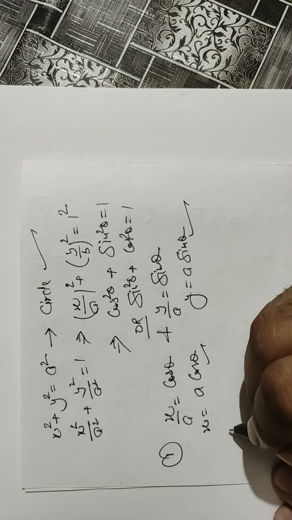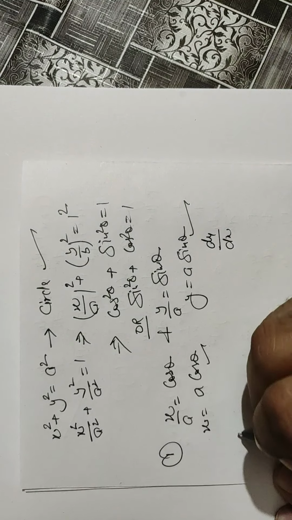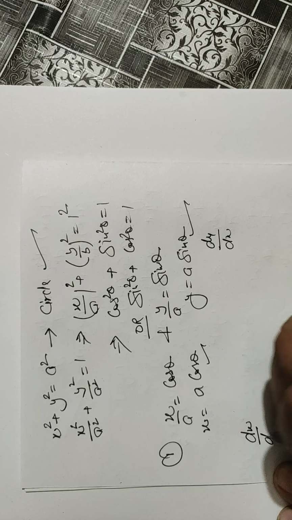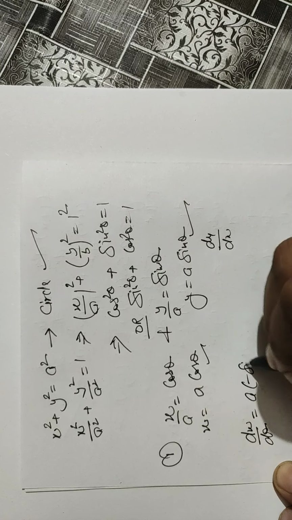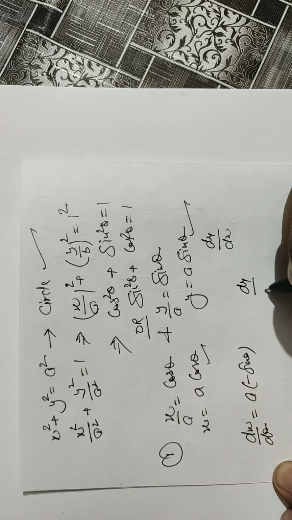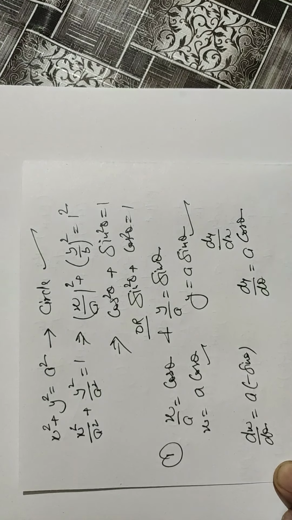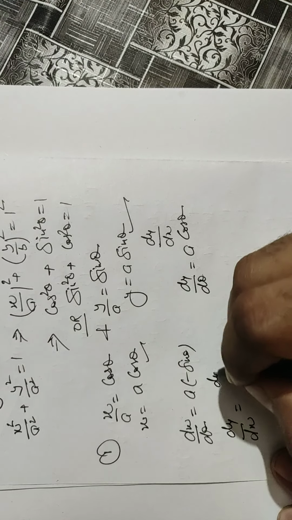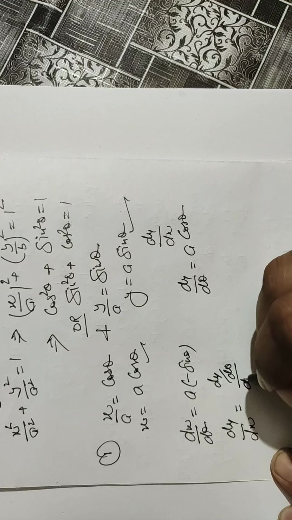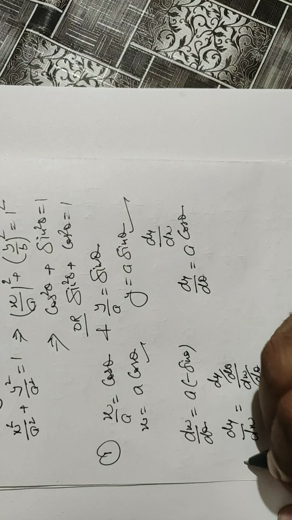First of all, here we have to calculate dy by dx. Firstly, we calculate dx by d theta, because a is constant here. Differentiation of cos theta becomes minus sin theta. Same here, dy by d theta becomes a as it is, differentiation of sin theta becomes cos theta. Our need is dy by dx. So we take dy by d theta divided by dx by d theta, where d theta is the same and cancels out, so we overall get dy by dx.